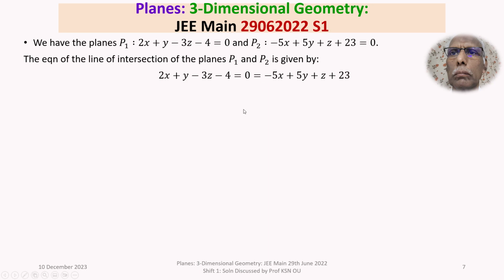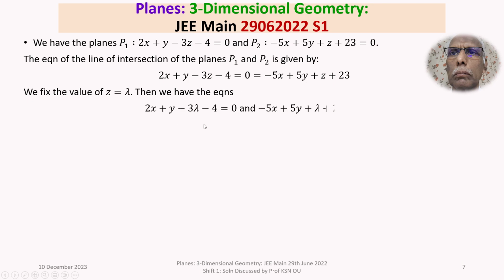But we want the equation of the line of intersection of these two planes in symmetric form. By that, we will come to know what the direction ratios are. To do that, first we fix the value of z equal to lambda, and we substitute it in the above equations.